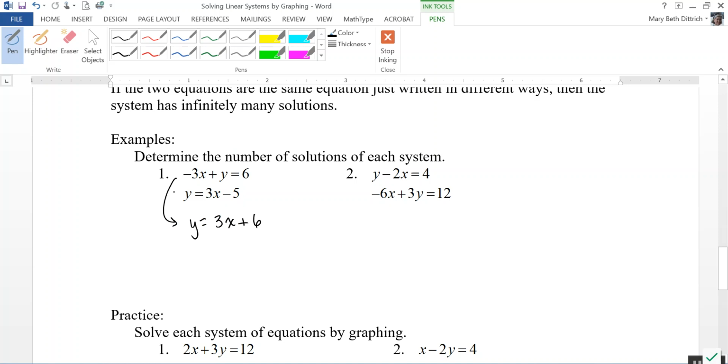And now comparing these two equations, I notice that they have the same slope, which means they are going to be parallel lines, but they have different y-intercepts. So each line is going to have a slope of 3, but they're going to cross the y-axis in different places, so they are not the same line. So since these are parallel, this system has no solution.